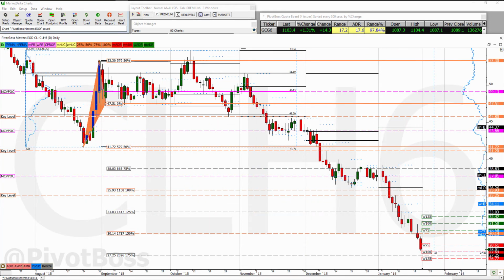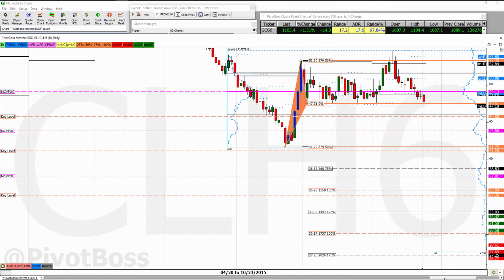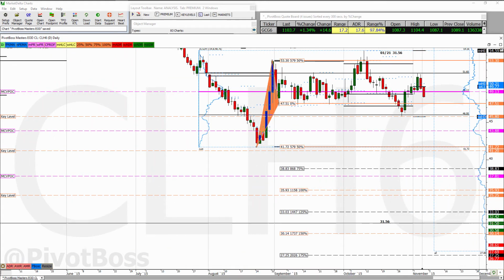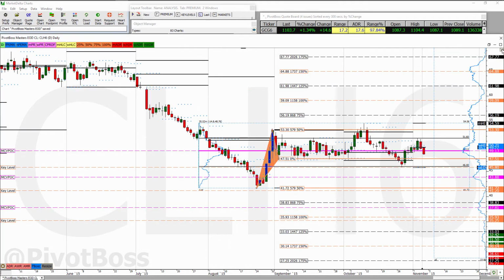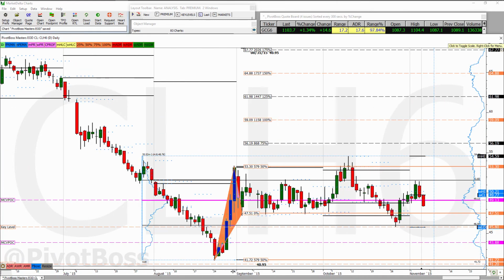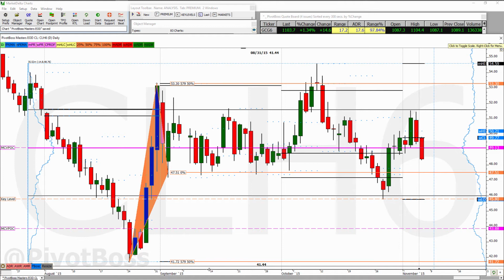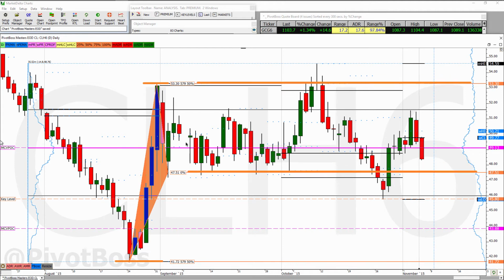When you start to look at ranges as a whole, it's all about price range. The market is an auction. So when you see failed range expansion, for example, remember, this is a range that formed from 53.30 down to 41.72, and here's the midpoint at 47.51. For all intents and purposes, the trading range forms from 47.51 up to 53.30.